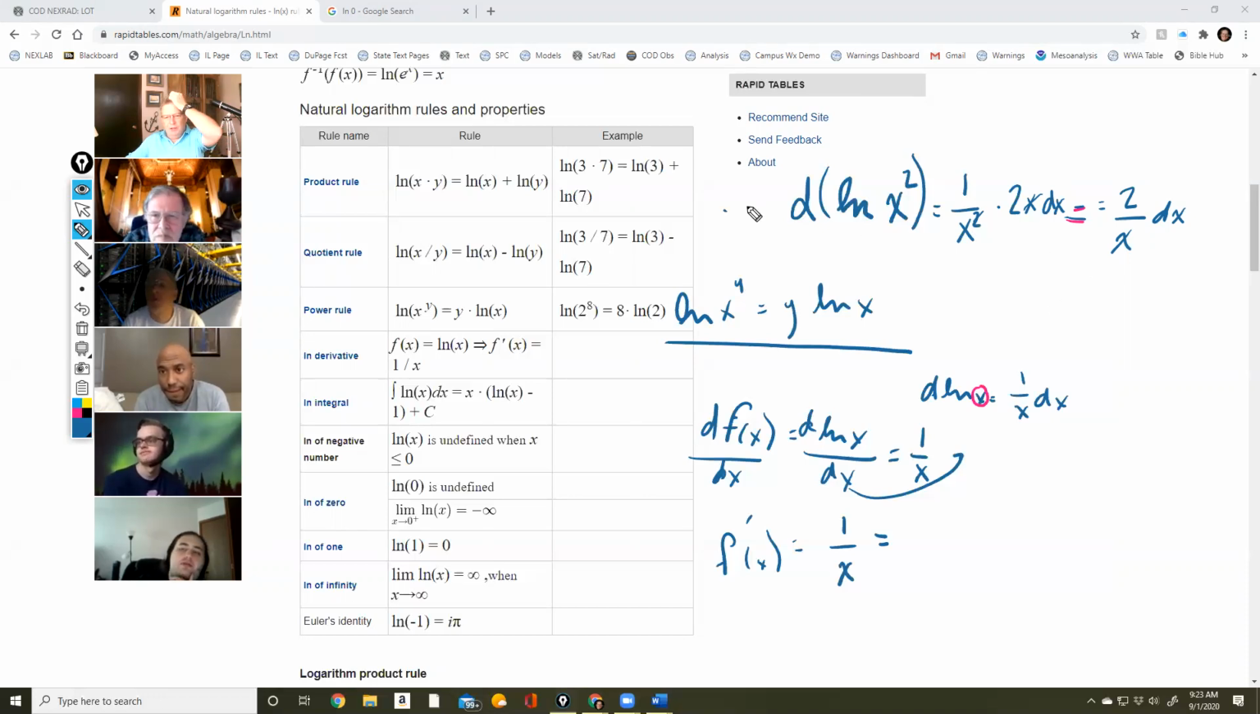Now, we're not going to be doing a lot of this stuff, but this derivative of ln of x is going to be always the case. You're going to see that a dozen times in this class.